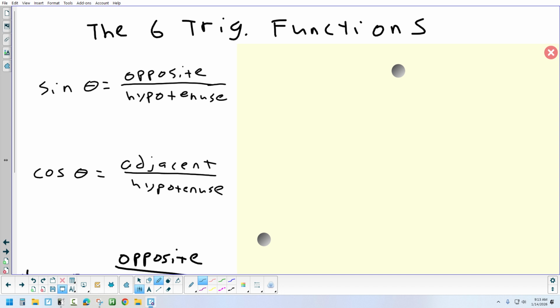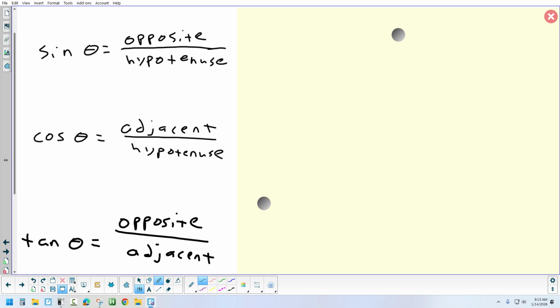The first 3 are sine, cosine, and tangent. Sine is opposite over hypotenuse. Cosine is adjacent over hypotenuse. And tangent is opposite over adjacent. If you're not sure what those words mean, we will describe them a little more. We already did hypotenuse. It's across from the 90. But I'm going to explain to you what opposite and adjacent mean in a minute.